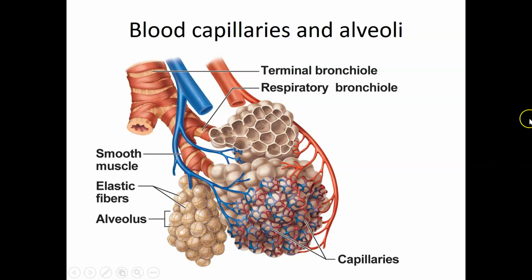This slide is illustrating 3 different alveolar sacs. Here it's showing capillaries surrounding all the alveoli, the elastic fibers that you'll find there as well. So those are some of the structures that we talked about already.